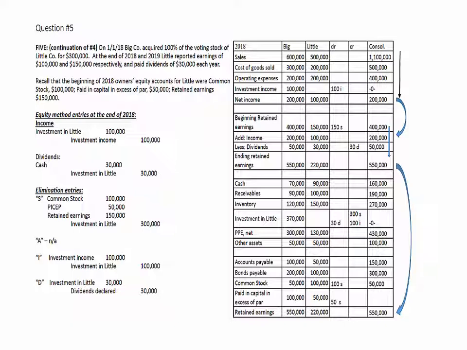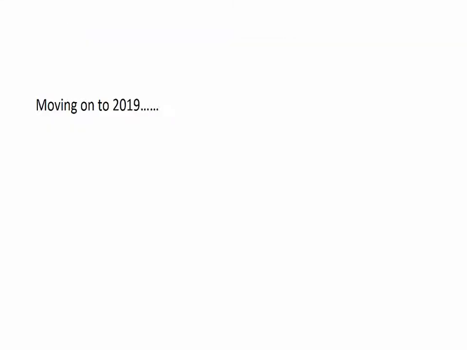And then for our equity accounts, we always eliminate the subsidiary's paid in capital accounts. So we've eliminated the subsidiary's common stock, being left with the parent's common stock, and we've also eliminated the subsidiary's paid in capital in excess of par, being left with the parent's paid in capital in excess of par. Moving on to 2019.